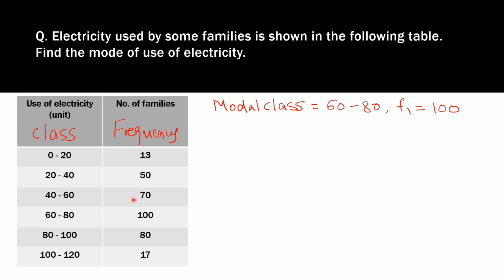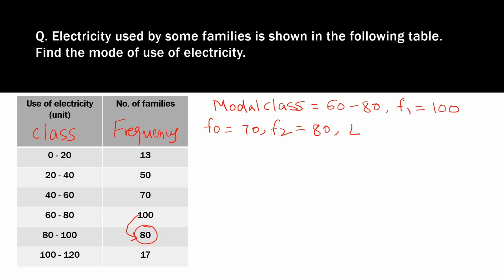Now let's see the table over here. Before 100 we have a frequency 70. So 70 is called F0. So what is F0? It's the frequency just before the greatest frequency. So here F0 is 70. Okay, now we have to find F2. So what is F2? The frequency which comes after the greatest frequency, that is 80. So here 80 is called F2.